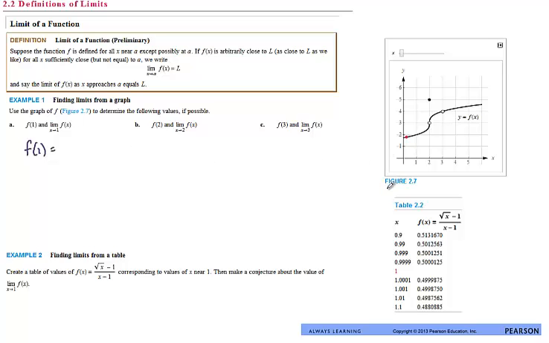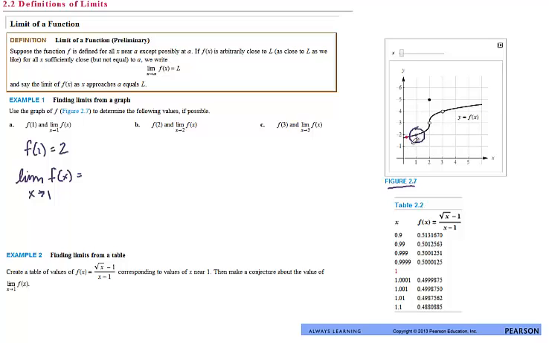So here's my graph that I'm to look at. When x is 1, the function value is 2. The limit is telling me what is going on around that point, and not necessarily what it happens to identically equal. So let's look at what's going on around.